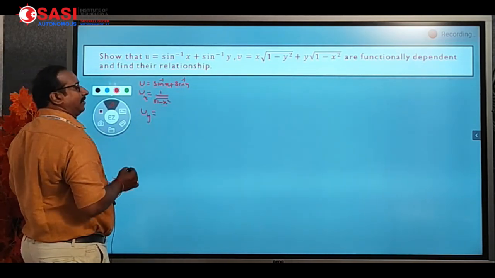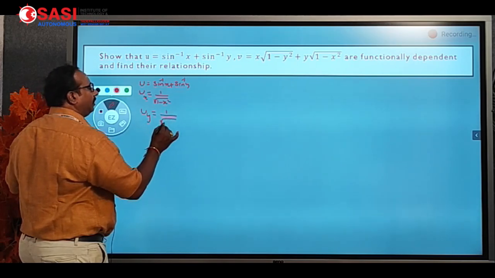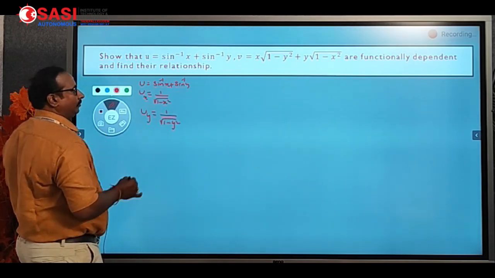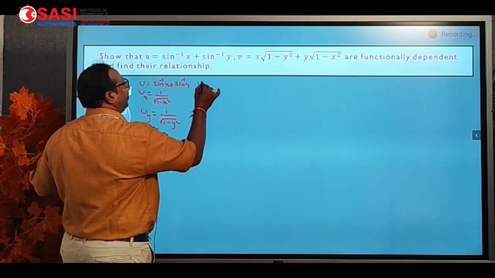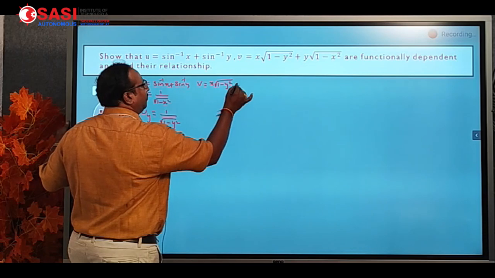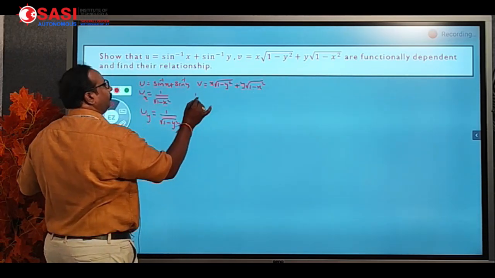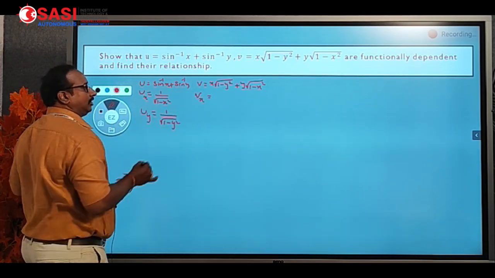So derivative of sin inverse x is 0. Derivative of sin inverse y is 1 by root over 1 minus y square. Now take v, that is x root 1 minus y square plus y root 1 minus x square. Okay. Now vx, partial derivative with respect to x.